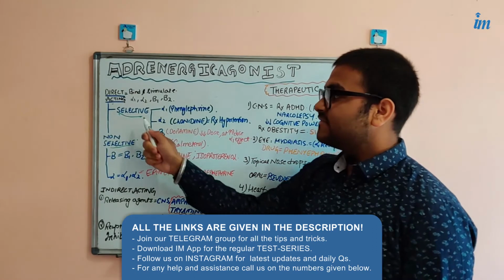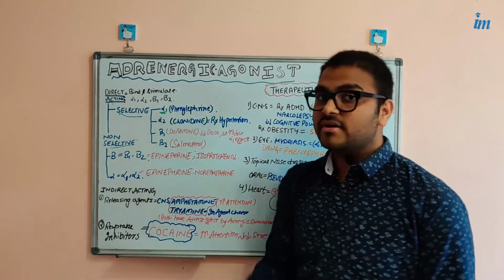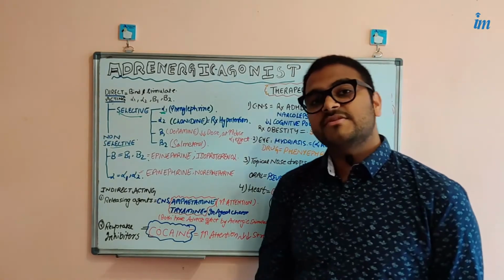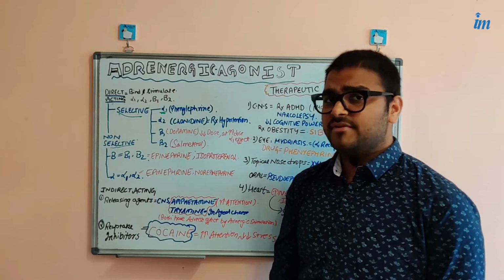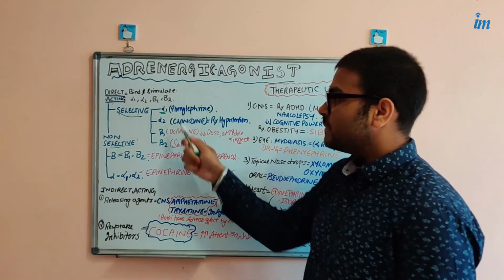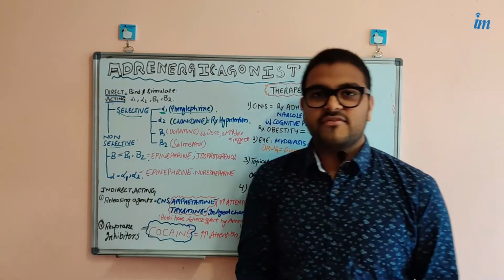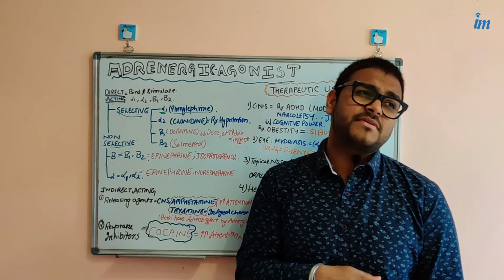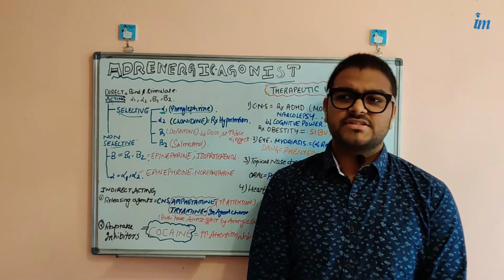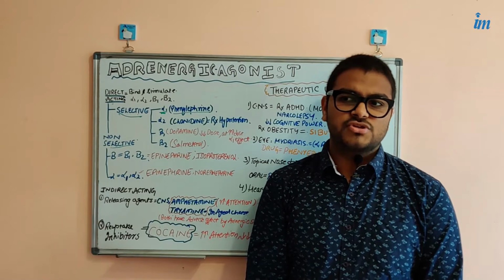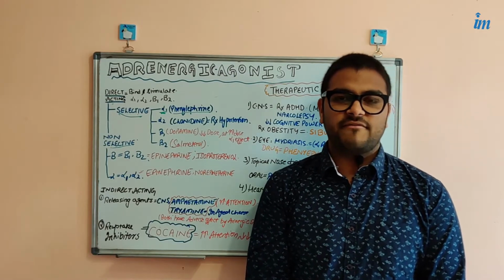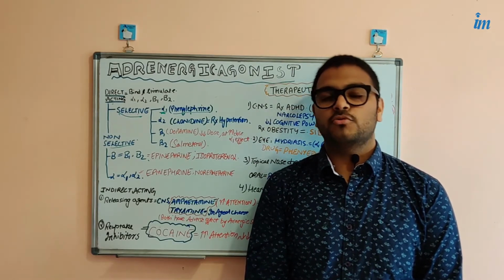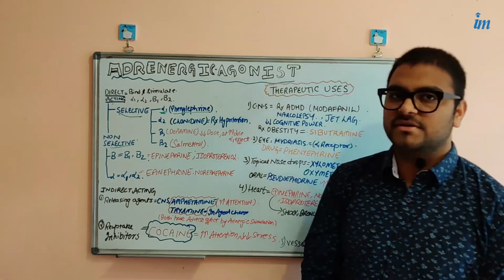First, selective alpha 1, meaning the drug only binds to the alpha 1 receptors. The most famous of them is phenylephrine. Phenylephrine binds to the alpha 1 receptors, and where is the alpha 1 receptor present? Yes, it is present in the pupil. So if we put phenylephrine in the eye, it will act on the alpha 1 receptor and cause dilation of the pupil by acting on the dilator pupillae muscles.